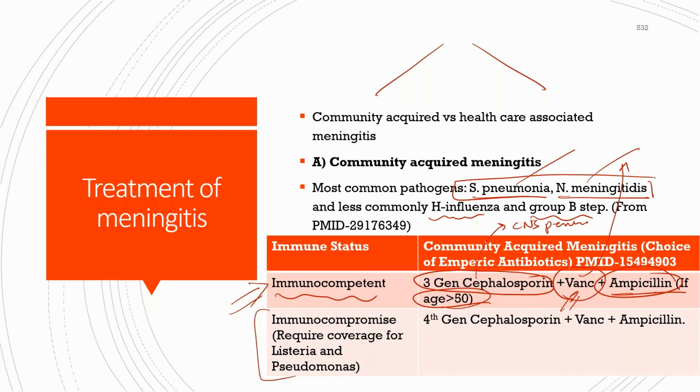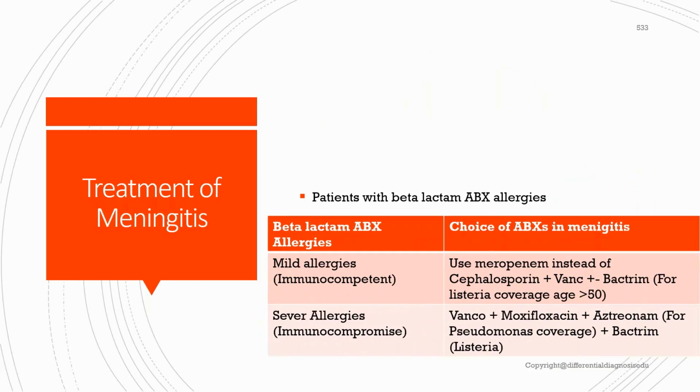For an immunocompromised patient, you have to cover Pseudomonas too. So you will do the same regimen, but for Pseudomonas, you will change third generation cephalosporin to fourth generation cephalosporin, which will cover Pseudomonas. You can see these guidelines on PubMed, and this is the ID. Now, if the patient is allergic to beta-lactam antibiotics, then at this point, I usually consult ID. ID needs to be involved at this point.